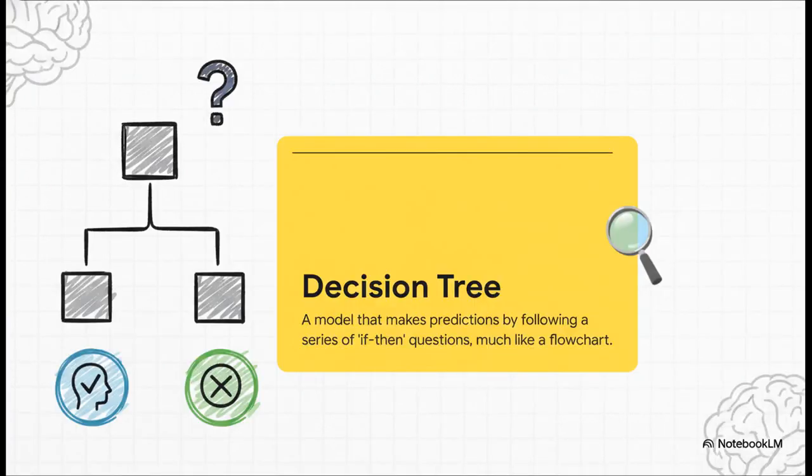So let's get to know our first competitor a little better. The decision tree is the most straightforward of the bunch. It works just like a flowchart, asking a series of yes or no questions.